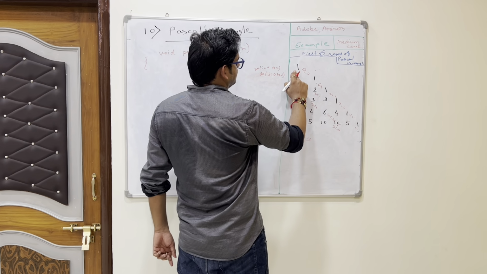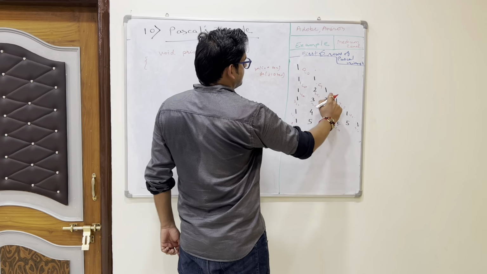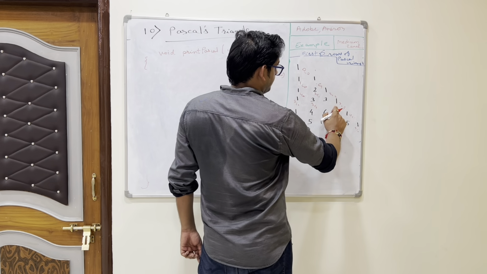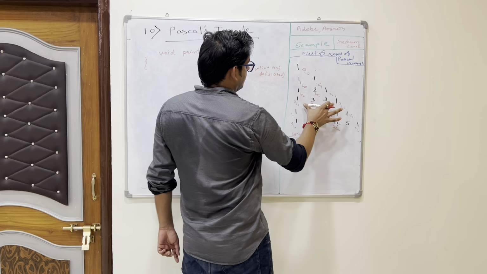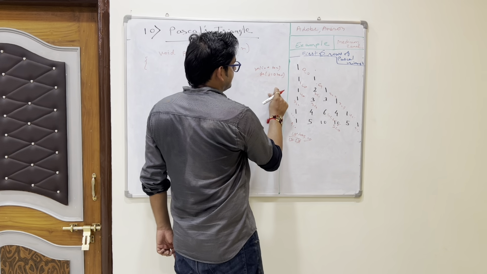The first row, so one element. In the second row, two elements. In the third row, three elements. That is also one of the observations. Fourth row, four elements. So we are printing all the elements here on the inside, right?